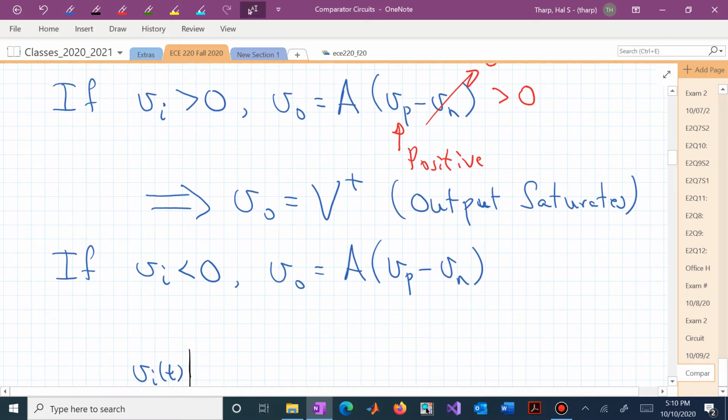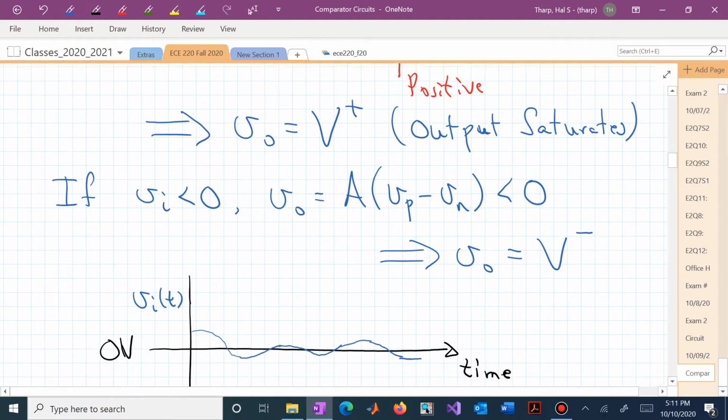Contrast that with the condition when V sub I is less than 0. Again, V sub n is 0 and V sub p is negative. That now says that this is negative. So now we can say that our output is going to go to the negative supply rail, or V minus. It saturates at the negative voltage supply rail.